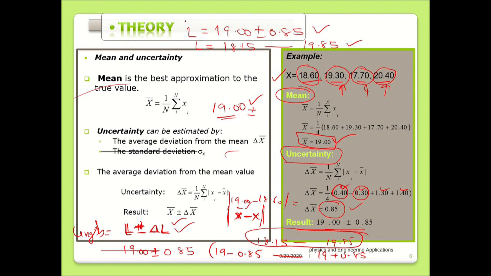So what does it mean? The length you measured is 19 plus or minus 0.85. That means this is the length you measured, and this part we call the uncertainty. We call it delta, or the error you measured. Actually, we use a statistical method, the average deviation method. There are many statistical methods, such as standard deviation and so on, but in all our experiments we are going to use this method, the mean deviation or average deviation, as the uncertainty.